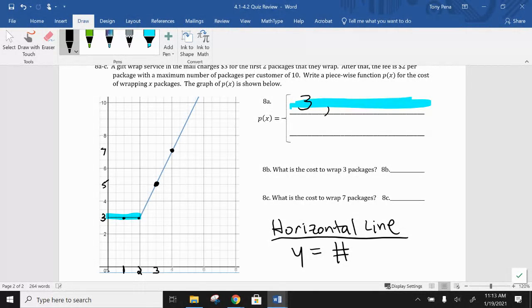We still need our domain, so don't forget that. So if we look, this line here that I have highlighted starts down here at 0, and it stops at 2. So we're going to go all x values to the right of 0, but to the left of 2.